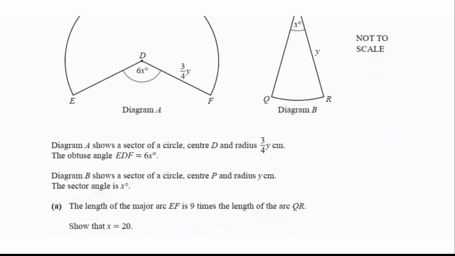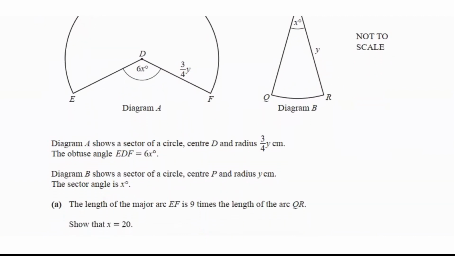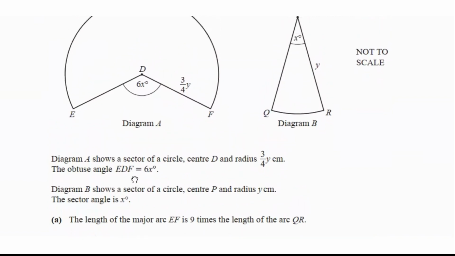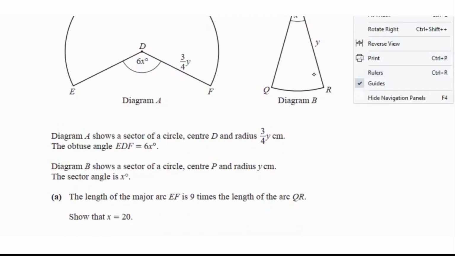Question 21 says the diagram shows a sector of a circle, center D and radius 3 by 4 y centimeters. The obtuse angle EDF is 6x. The diagram B shows a sector of a circle, center P and radius y centimeter. The sector angle is x. The length of the major arc EF is 9 times the length of the arc QR. Show that x is 20.